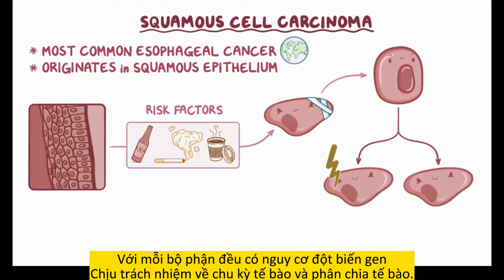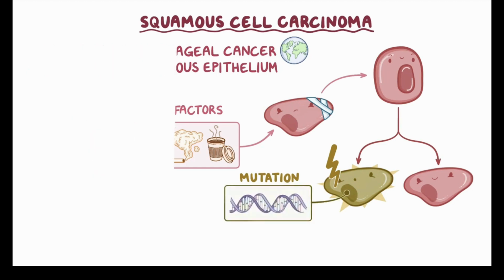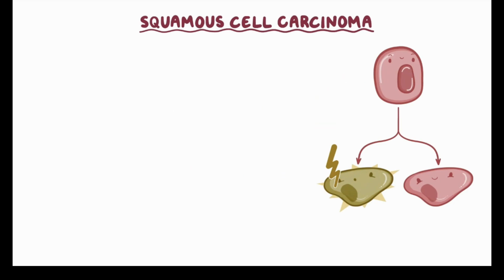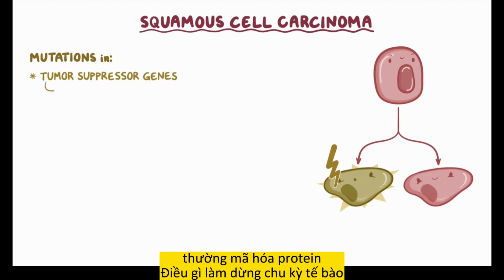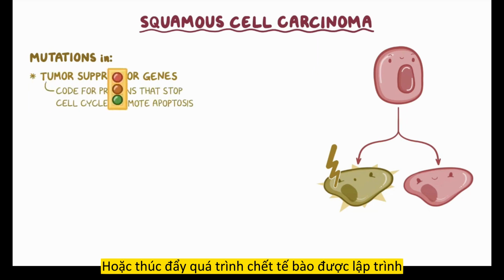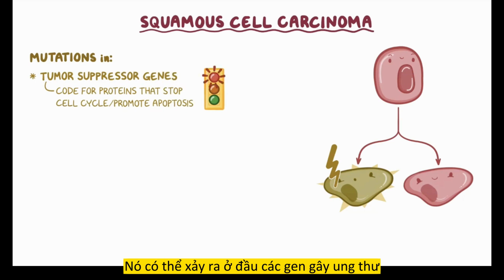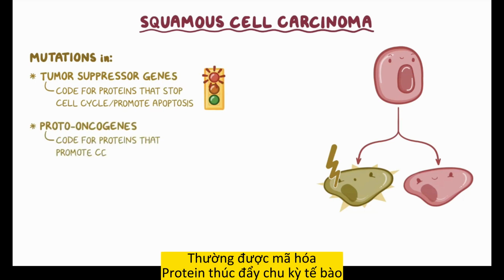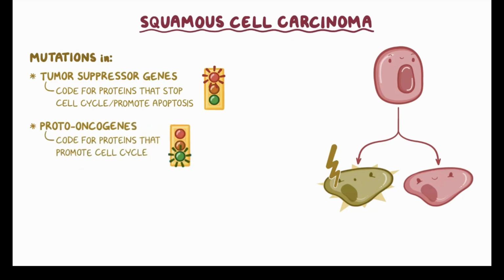With each division, there's a risk that a mutation can occur in the genes that are in charge of the cell cycle and cell division. Mutations can occur in tumor suppressor genes, which normally code for proteins that stop the cell cycle or promote apoptosis. So they're kind of like the cell cycle's very own brake pedal. Or they can occur in proto-oncogenes, which normally code for proteins that promote the cell cycle. So they're the cell cycle's accelerator pedal.